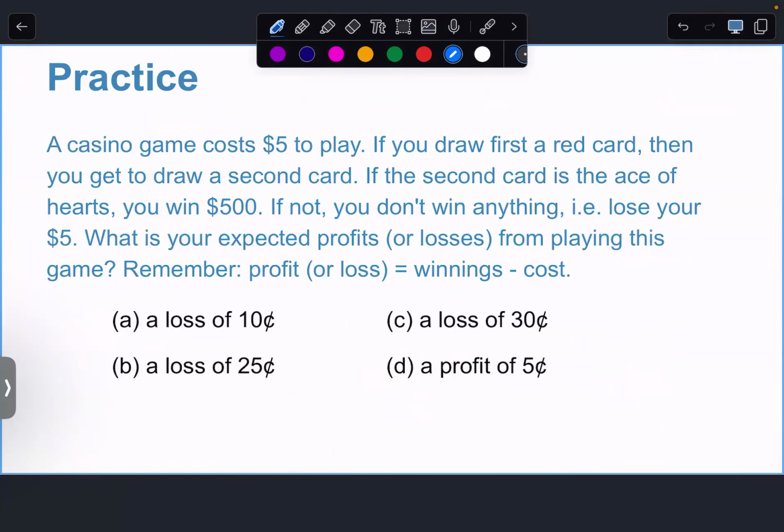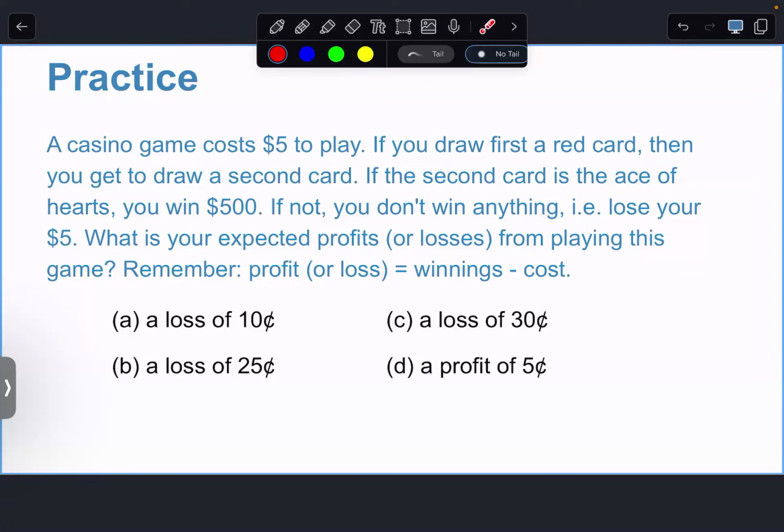How about we do a more fun one? A casino game. Now it costs money to play. Uh-oh. Costs $5 to play. That's kind of more reasonable, right? They don't just let you walk in and, hey, can I win some money? Doesn't work that way. So now it costs $5 to play.